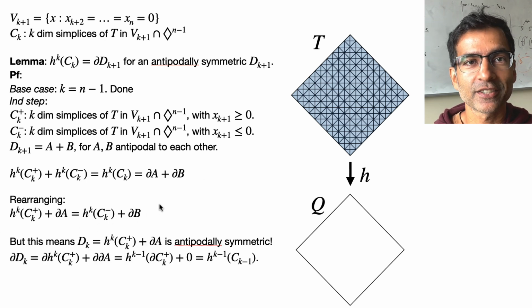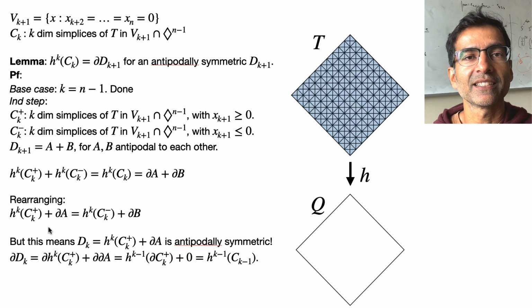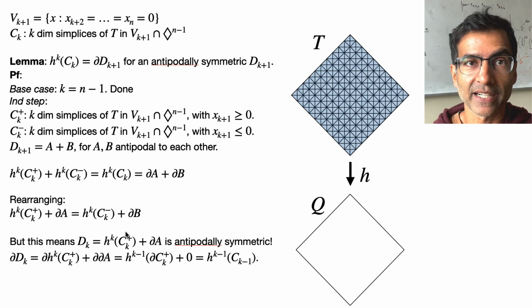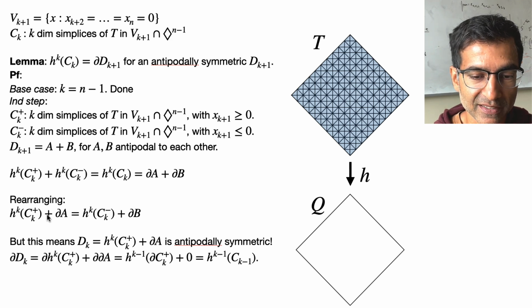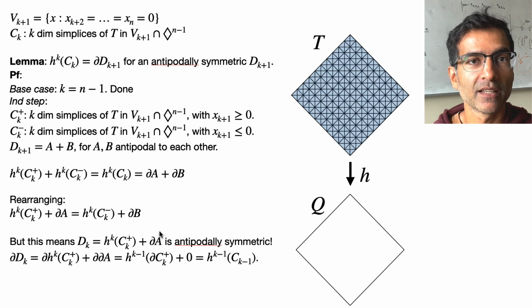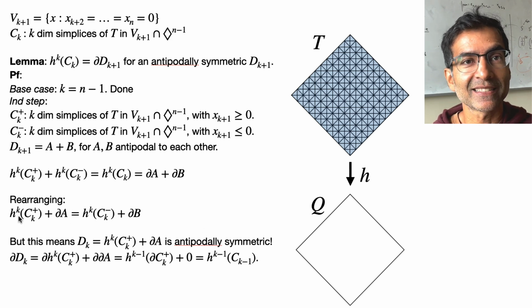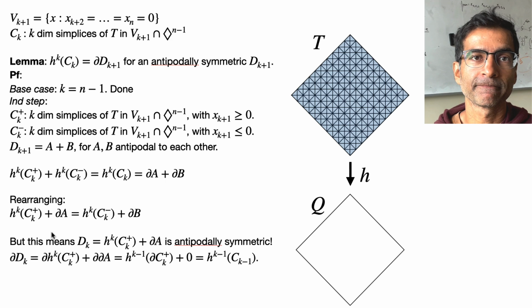But now you see something very interesting has happened, because in this equation you see that the left-hand side is antipodal to the right-hand side. Right? If sigma belongs to the left-hand side, then minus sigma must belong to the right-hand side, by the choice of c_k plus, c_k minus, and also a and b. But then you see it must be that the left-hand side itself is antipodally symmetric. Okay, if sigma belongs to the left-hand side, minus sigma also has to belong to the left-hand side.